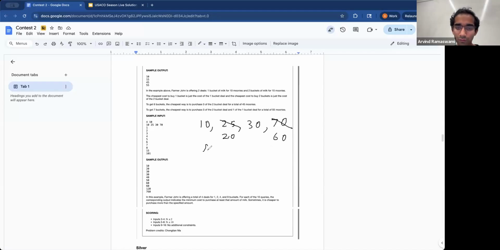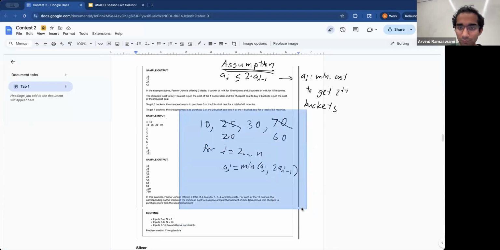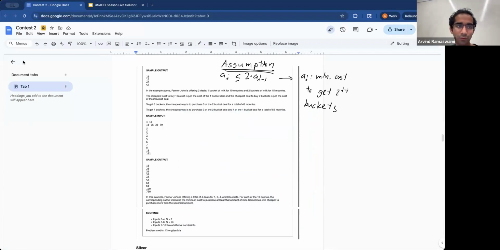We can pre-process this like so. If you wanted to visualize it as a for loop, you do for i equals 2 up to n, a_i is min of a_i and 2 a_(i-1). Let's assume this is pre-processed, so it always holds for every i: a_i is less than or equal to 2 times a_(i-1). Basically, this tells us that a_i is the min cost to get 2 to the i minus 1 buckets.